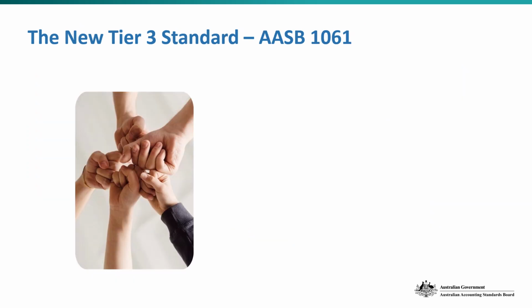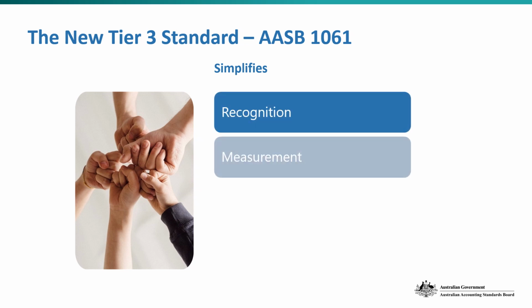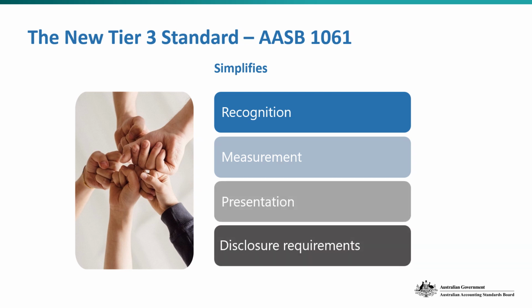AASB 1061 introduces Tier 3 as a new level of financial reporting designed specifically for Tier 3 not-for-profit entities. This standard provides a simpler, more proportionate framework for preparing general-purpose financial statements. In other words, it's designed to strike a balance between the cost of preparing financial statements and the usefulness of the information provided to users.